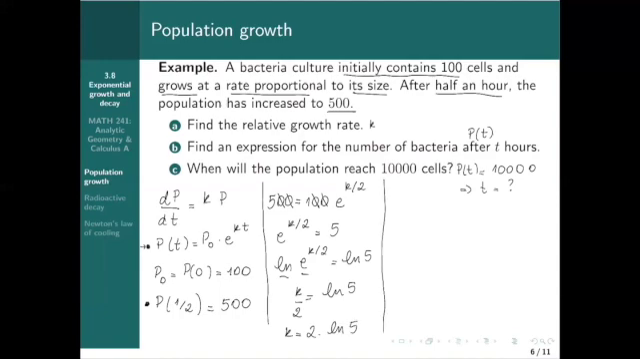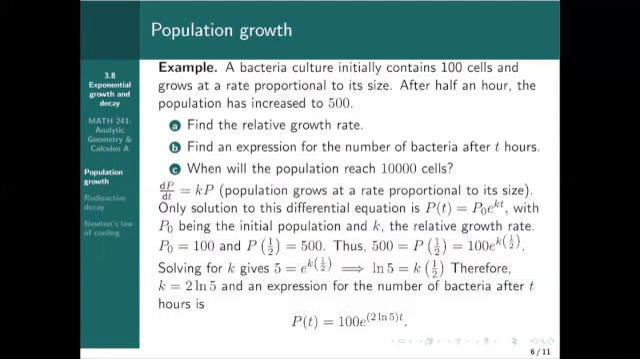So we replace that into this equation here. So P of T is going to be equal to P0, while the initial population is 100, times e raised to K, which is 2 ln 5, times T. So this expression here gives the number of bacteria after T hours. So that is P of T, which is the answer to part B. So here we have the same information but typed.